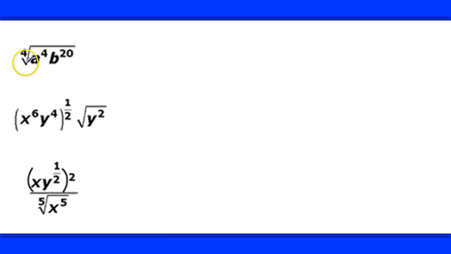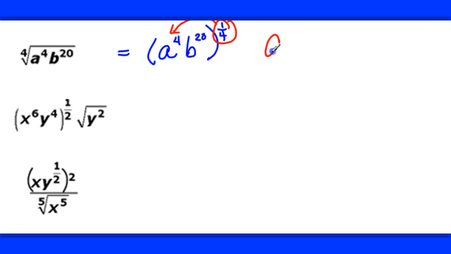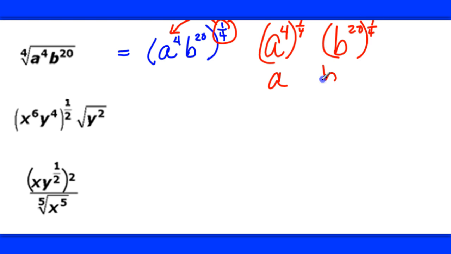Ready? This is the 4th root of a to the 4th, b to the 20th. Now let me show you. If you rewrite this as a to the 4th, b to the 20th, taken to the 1/4 power, because that's what that radical with an index of 4 means, you can apply the rules that we've learned for exponents. This exponent is going to go to this, which is a to the 4th, taken to the 1/4 power. Multiply the exponents, that gives you a. This is going to be b to the 20th, taken to the 1/4 power. Again, multiply the exponents, it gives you b to the 5th.